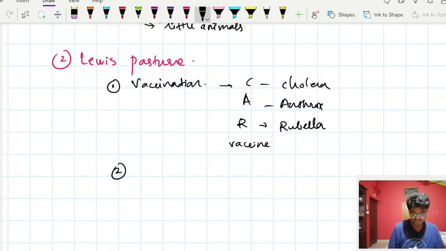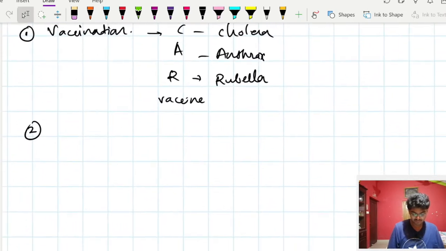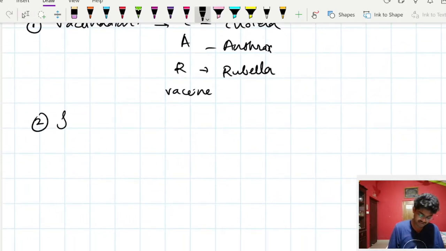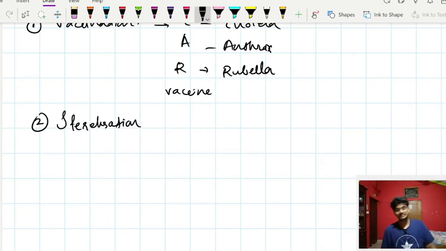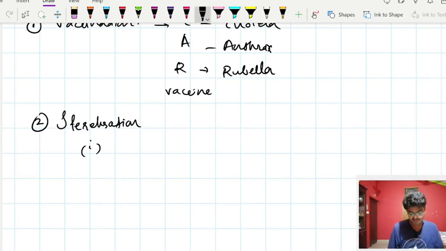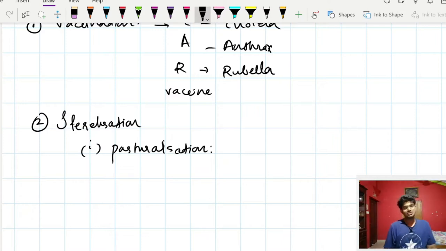The second innovation by Louis Pasteur is nothing other than what? Sterilization. We already heard about pasteurization. Pasteurization is a method in sterilization. Under sterilization, he innovated three techniques. The first one is pasteurization, which we already know. Pasteurization is sterilization of food and beverages, like fruit beverages and milk covers, like Milma packs, which come to us by pasteurization.